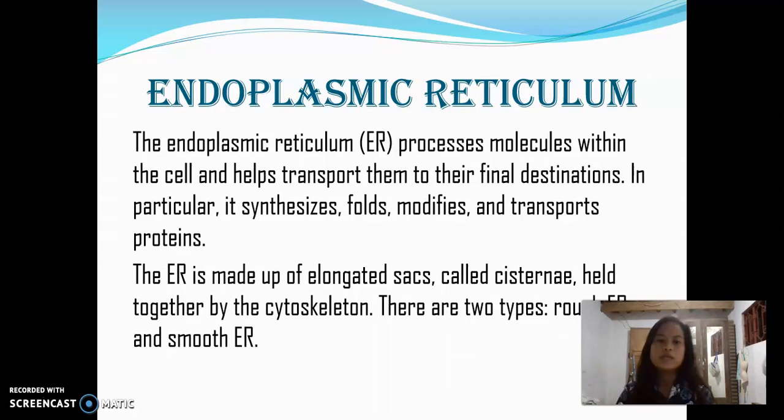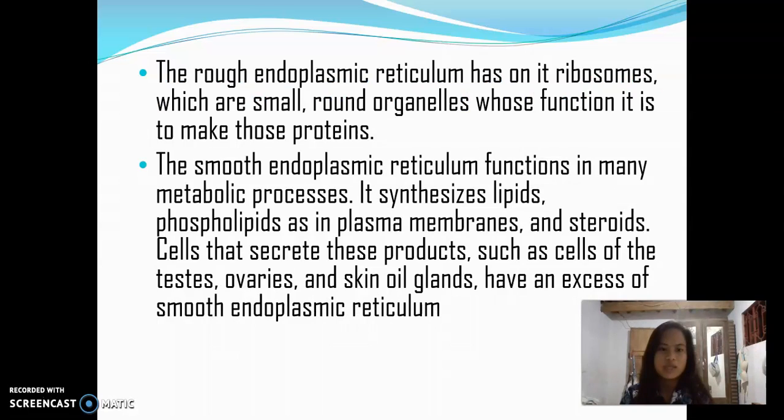Endoplasmic reticulum. The endoplasmic reticulum processes molecules within the cell and helps transport them to their final destination. It synthesizes, folds, modifies, and transports proteins. The ER is made up of elongated sacs called cisternae held together by the cytoskeleton. There are two types of endoplasmic reticulum, the rough ER and the smooth ER.